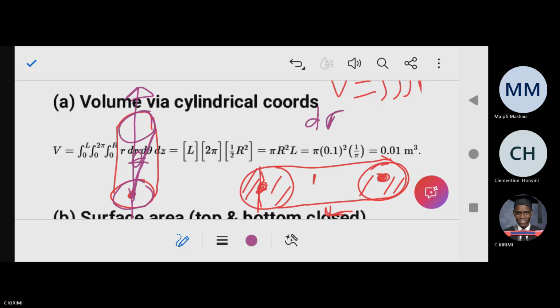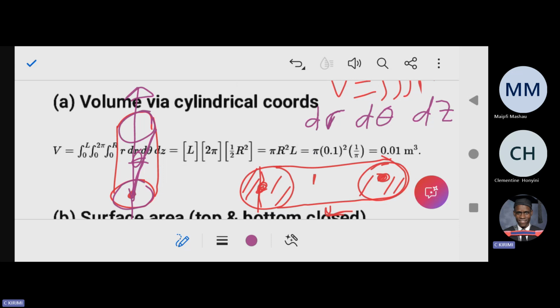You must know, whenever they talk of cylindrical, they are talking of dr, d theta, and dz. So your theta is the rotation of this cylinder. If the cylinder was cut into half, the rotation would not be from 0 to 2 pi. It will be from 0 to pi, because half of 2 pi is pi. But because it's full, it's 0 to 2 pi.